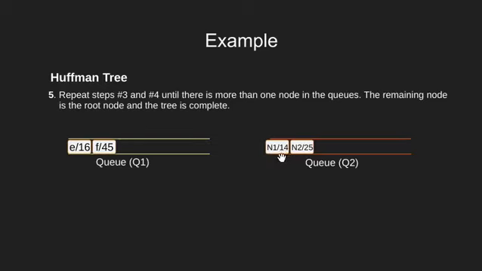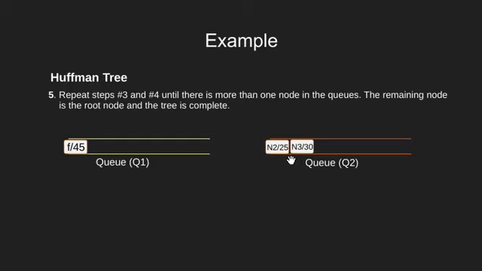Since we have more than one node, we again repeat step 3 and 4. Here N1 has lesser frequency than E, so we dequeue it. E has lesser frequency than N2, so we dequeue it. Now we form new node N3, assign N1 to its left and E to its right, and its frequency as the sum of its two children. We finally put this new node into our second queue.